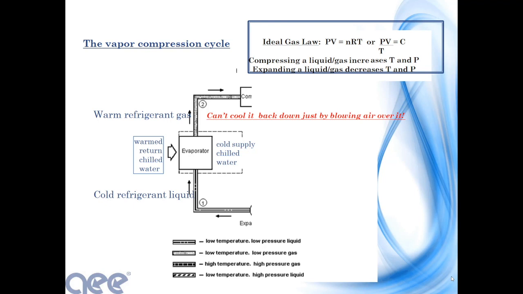We go through the vapor compression cycle. We can't just cool it down by blowing air on it, because this warm refrigerant gas is still cooler than the outside air. So if you blow outside air on it, it's actually going to warm it up. So that doesn't work.